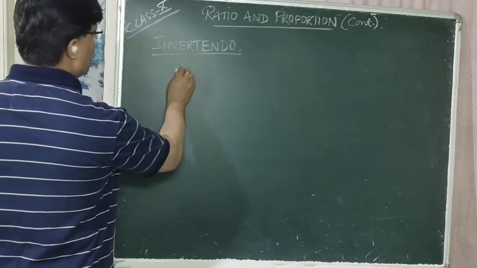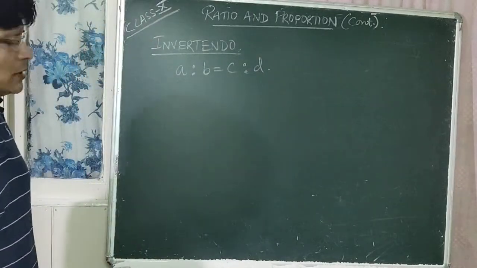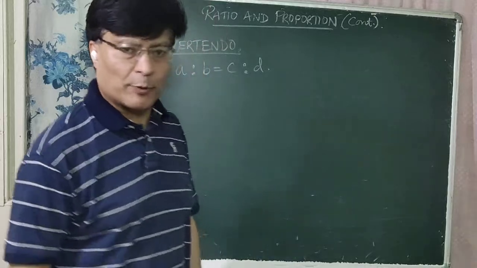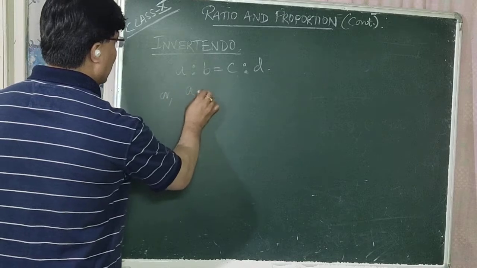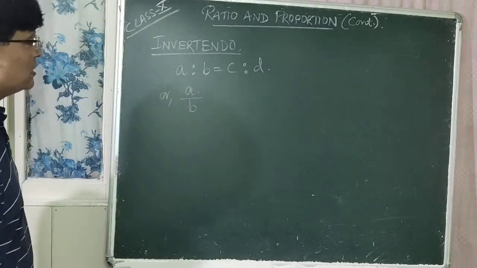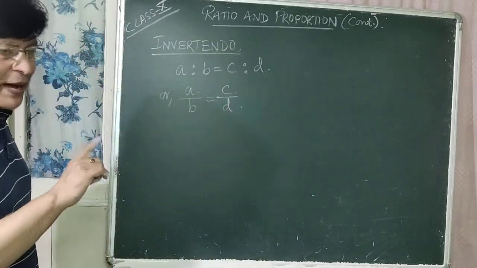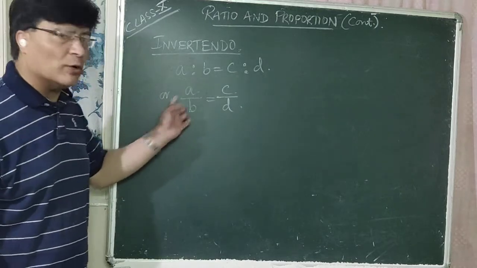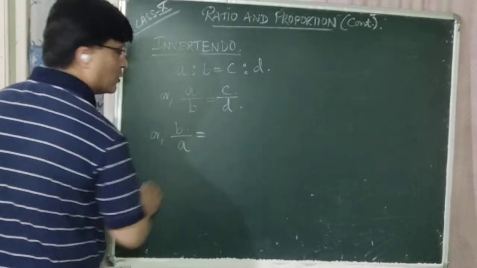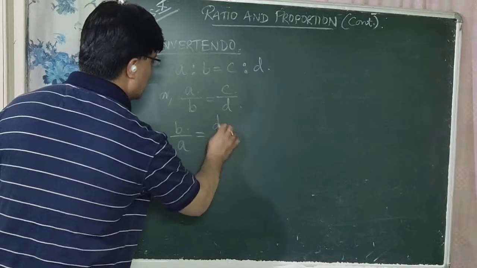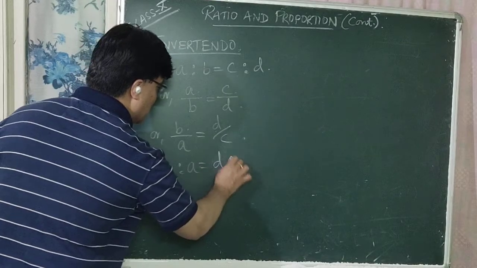Suppose you have A is to B is equal to C is to D. Okay. Suppose A, B, C and D are in proportion. So you can write A is to B is equal to C is to D. Or A upon B, this ratio can be written in terms of fraction. A upon B is equal to C upon D. So by invertendo, what can you write? You can invert both the sides. So inverting both the sides, what do we get? That is B upon A is equal to, you have to invert right hand side also, that is D upon C. Or you can write B is to A is equal to D is to C.